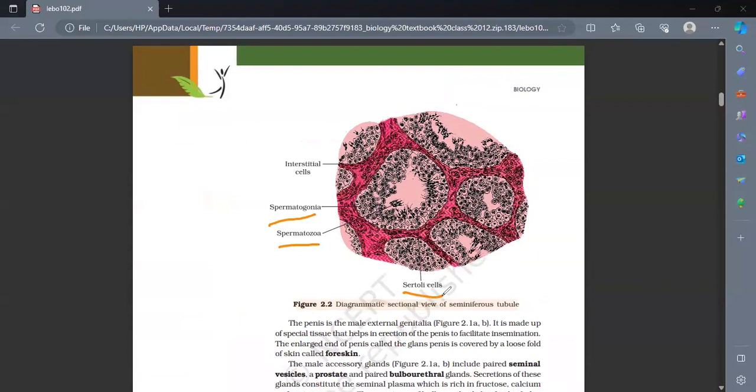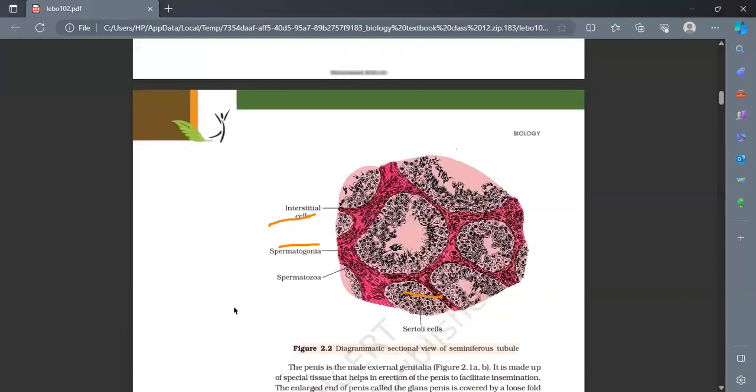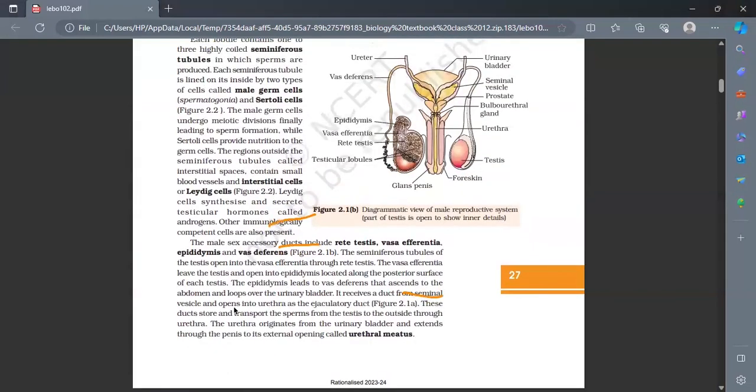Remember, it's an important thing. In the case of the seminiferous tubule, again in this diagram it has been very clearly shown that the regions surrounding the seminiferous tubule have the interstitial cells, so the Leydig cells are present.